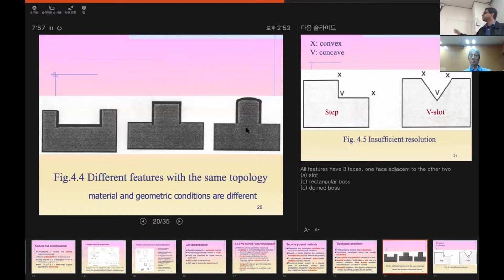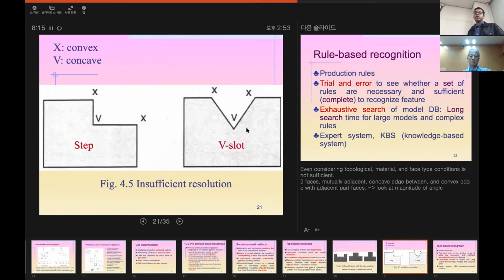So as you can see, these three different features all have the same topology because they are all one slot. They all have three faces, and one face is adjacent to two other faces. However, they are three different parts, which is obvious to us, but not necessarily obvious to a machine. That is why we have to combine with material and geometric conditions. However, for example, these two, even those are not enough because these two both have two faces, which are usually adjacent. They have a concave edge, which is V in between, and a convex edge, which is X on the side.